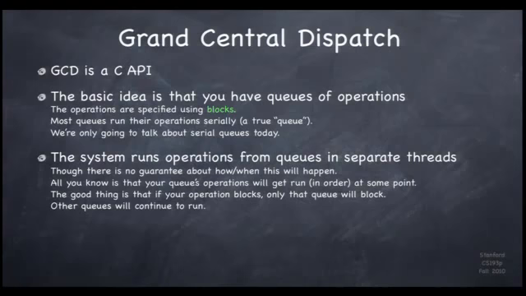So the system runs these operations from the queues in separate threads. Why is that a good thing? Well, obviously, if you had a multiprocessor, that'd be great, okay? Because it would be running these things in different threads. It'd be using different processors. Even a multi-core processor would be great for this because it could queue up multiple things to run. But really, on the iPhone, what's really great about it is when a queue blocks, other queues still run.